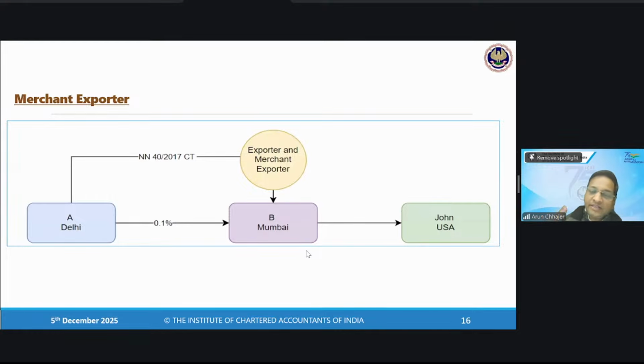Now we'll try to understand the meaning of merchant export. What is the meaning of merchant export?